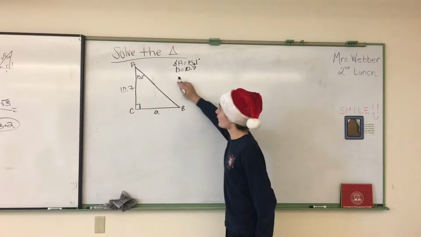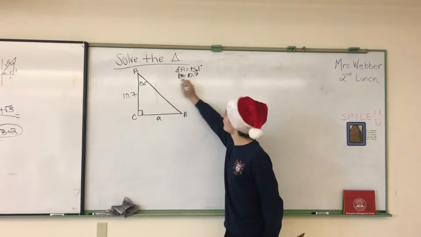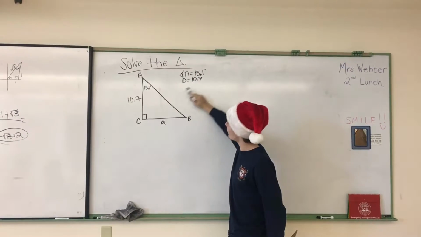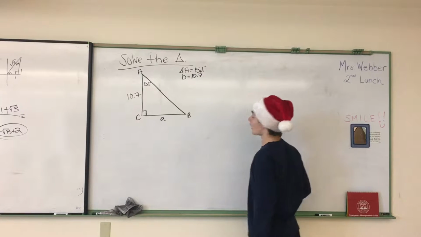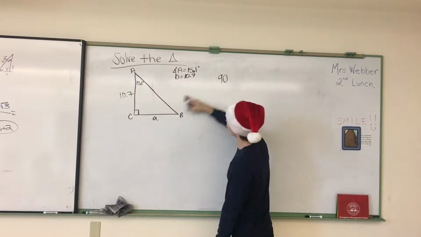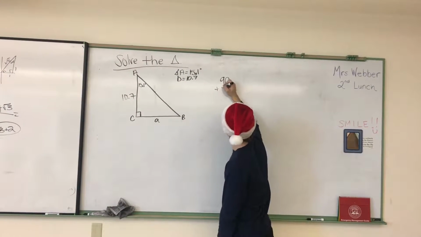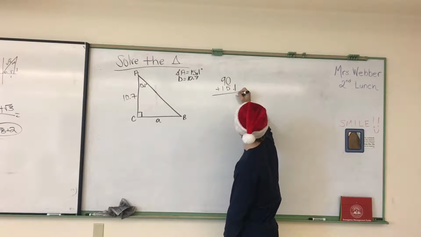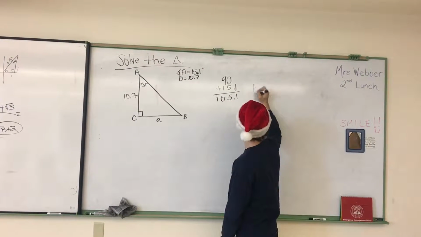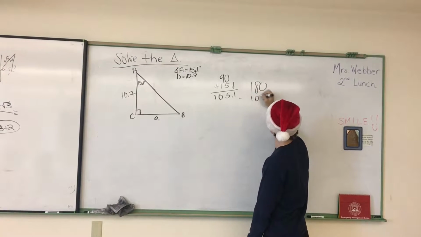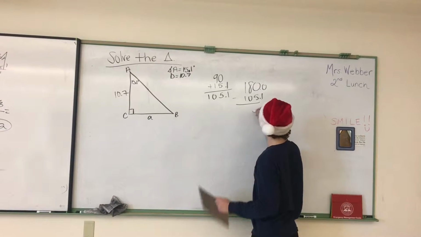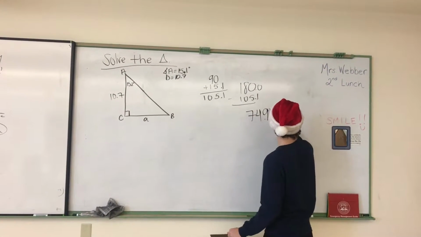So for our first problem, we have to solve the right triangle here, and we are given angle A, which is 15.1 degrees, and side B, which is 10.7 units. To find angle B, it's real easy. You take 90 and add the 15.1, and then you subtract that from 180, and you get 74.9 for angle B.